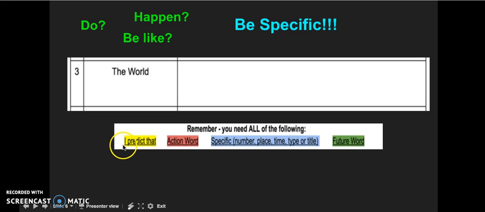Don't forget to write, I predict that. Your action word and your future word will. And then be very specific. What exactly do you think is going to happen to the world? Press pause. Write your prediction, and then we'll go on to number 4.